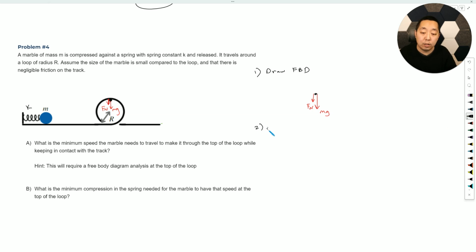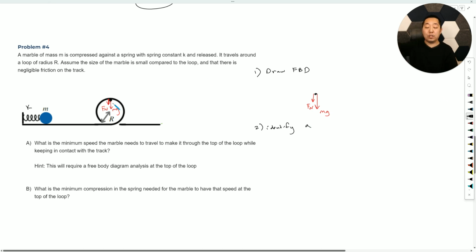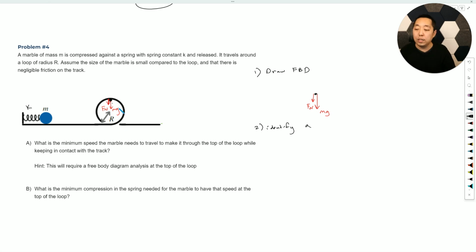Step two, identify the acceleration. Now, it's moving in a circle, so it doesn't need to have velocity 0. If the velocity is 0, it just falls. I want it to go in a circle. So there's centripetal acceleration down towards the center of the circle. That means we're going to make positive the downward direction, and then we're going to do F net equals ma. We don't need to decompose any forces, not on an inclined plane or anything like that. That is Fn plus mg equals m times the centripetal acceleration, which is v squared over r.